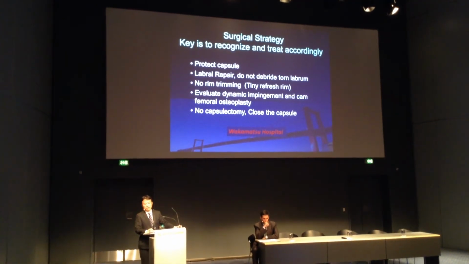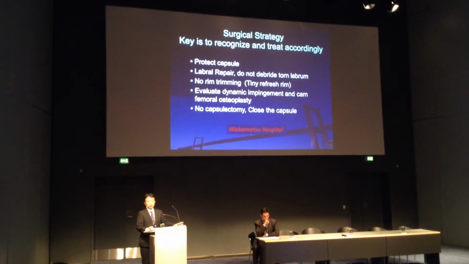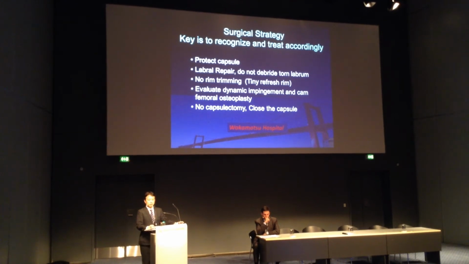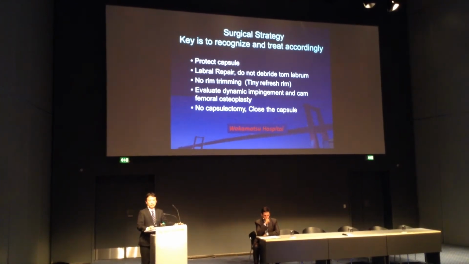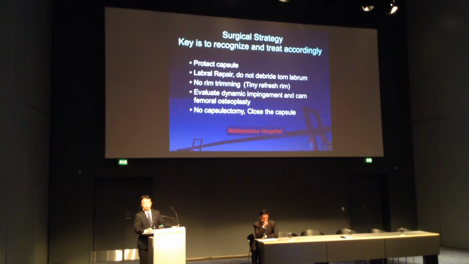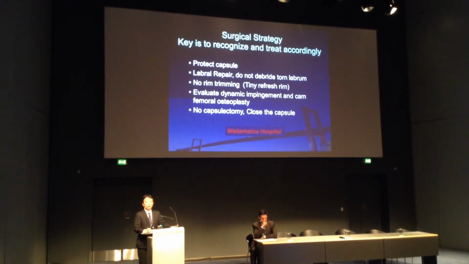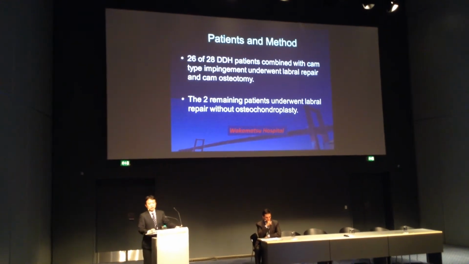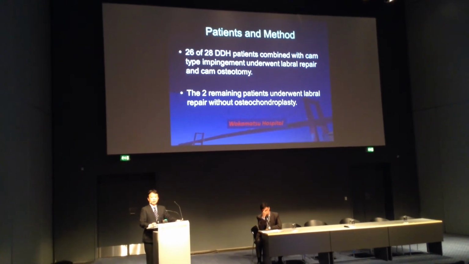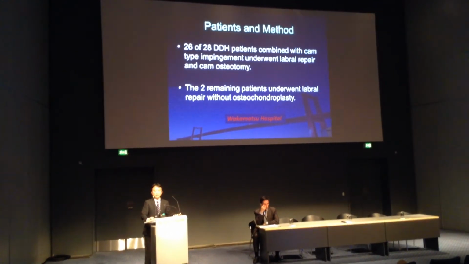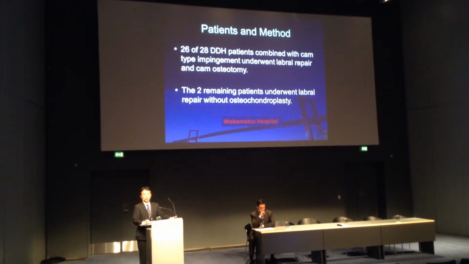The surgical strategy is to recognize and treat accordingly, protect the capsule, and do labral repairs. Do not debride the torn labrum, and no labral trimming, just tiny labral refreshing, and evaluate dynamic impingement and cam. Femoral osteoplasty was performed if applicable, with no capsulectomy, and the capsule was closed. 26 of 28 patients combined with cam impingement underwent labral repair and cam osteoplasty. The 2 remaining patients underwent labral repair without osteoplasty.